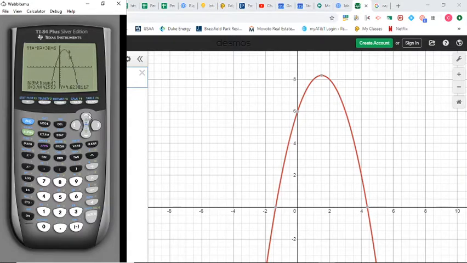So I hit enter, and then go to the right of the 0. I need to scroll underneath my x-axis, hit enter, and enter. And there we go. Our other 0 is at the point x equals 4.37.